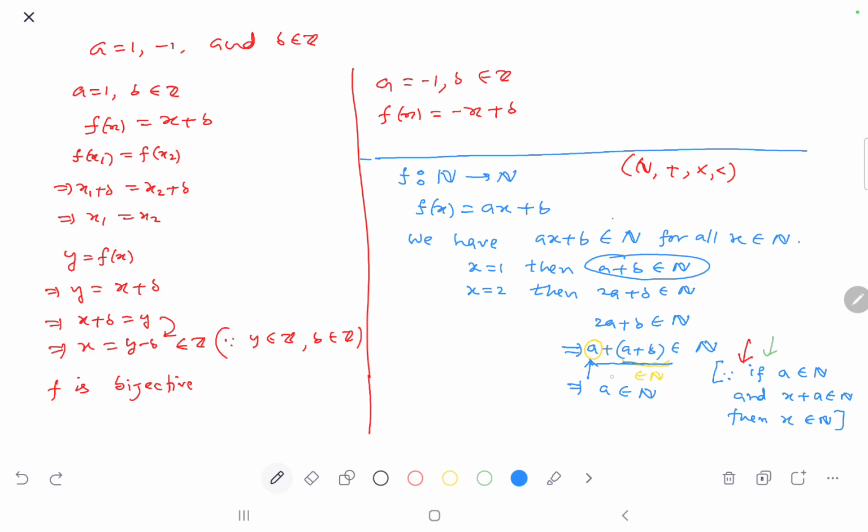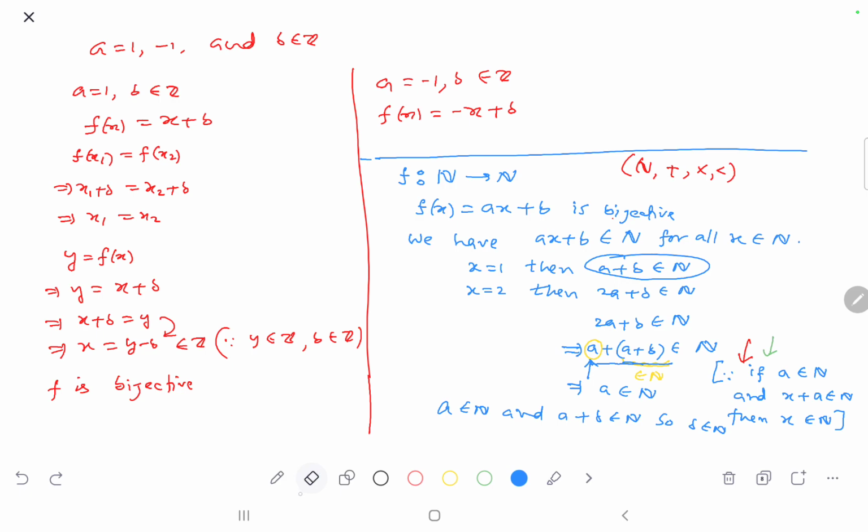Now a is a natural number. Now repeat the process. A is a natural number and a plus b is a natural number. So b is a natural number. Is it okay? Okay. So if you consider this as a bijective map, let me give you the restriction: a and b must be natural numbers.